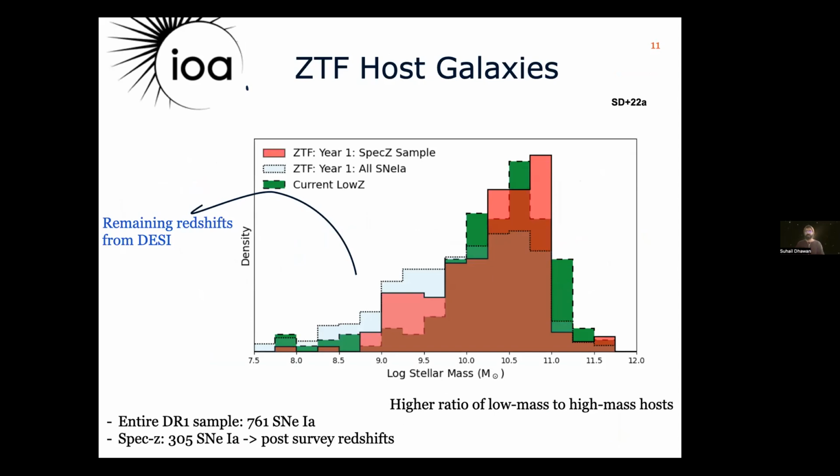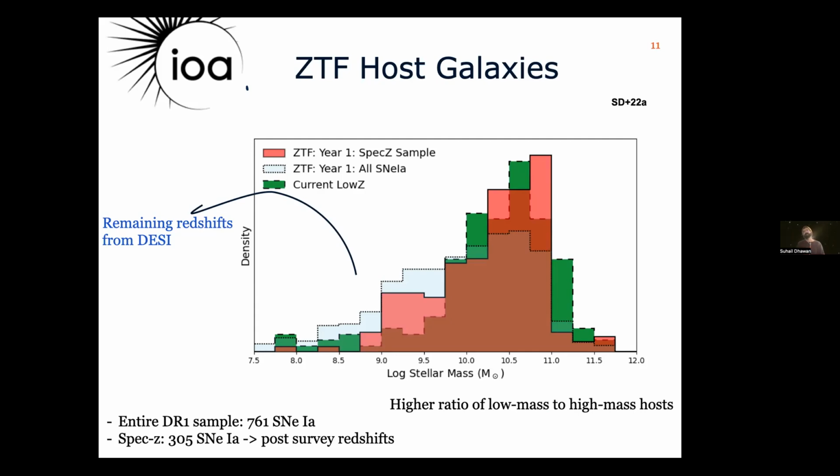So this is a plot from the first data release paper. Details are in the reference here, but I'm also very happy to talk about this offline. We see that the host galaxy mass distribution is a lot more evenly spread between the low mass and the high mass events compared to the literature, which is the green histogram. This shows that this untargeted search is actually finding a lot more supernovae in host environments that were previously not probed by the targeted searches in the literature.